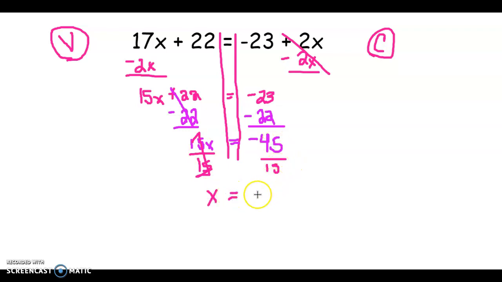A negative divided by a positive is a negative. And 45 divided by 15 is 3. So x equals negative 3 is my final answer. You go ahead and do your problem now, and good luck.